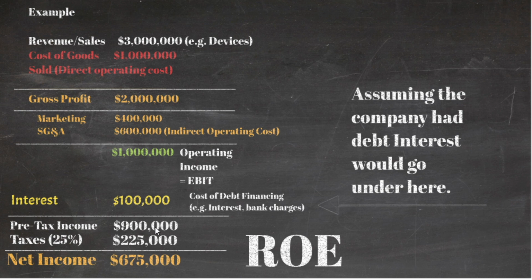So this is not 100% take home yet because we have to pay taxes. Let's just assume there's a 25% tax. We pay the 25% tax, which is 225,000. And our net income, our take home, what goes to the bosses, the owners, is $675,000. And from this number, now we can get another ratio and learn return on equity.